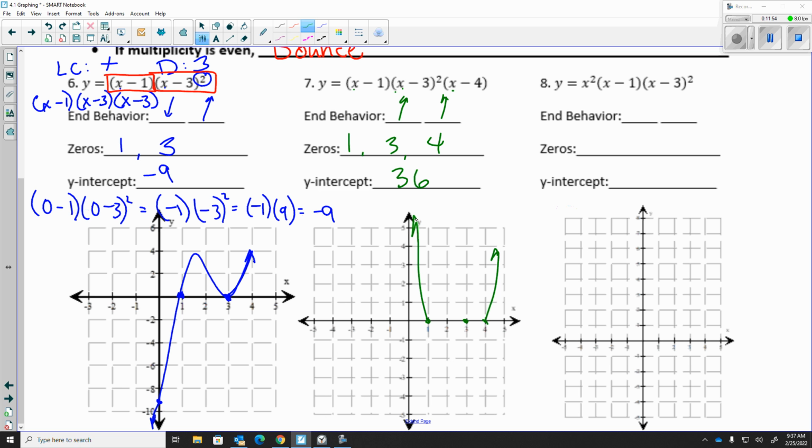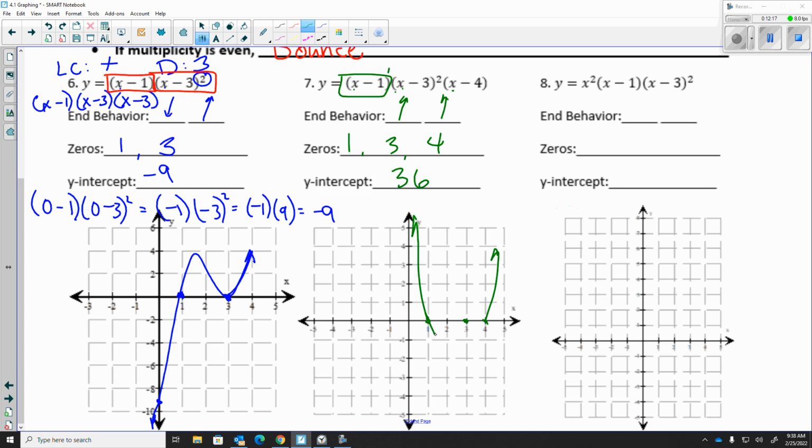Here's where the multiplicity comes in. At 1, I need to decide if I cross or bounce. What do you think I do? Cross. Why? Because this factor is raised to the first power, right? And if it's raised to the first power, you just cross it.